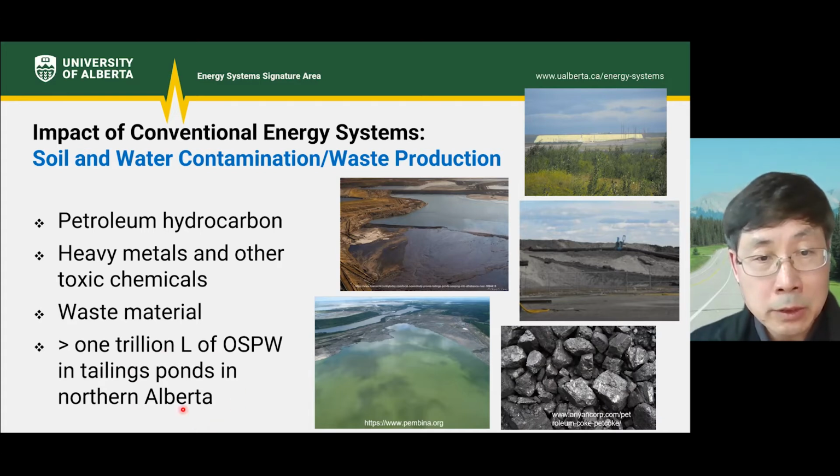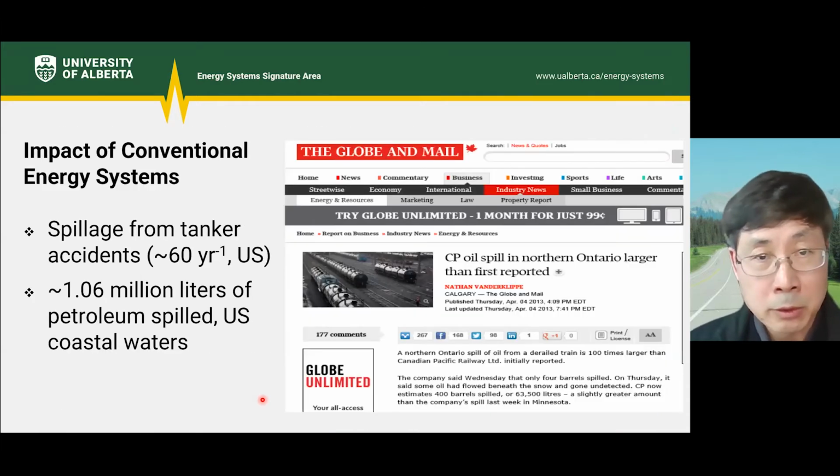And in Northern Alberta, again in the oil sands, there are more than 1 trillion liters of OSPW, oil sands process affected water, in the tailings ponds. It's obviously a really big eyesore to many people, and those are some of the environmental impacts that we would have to be dealing with as well.